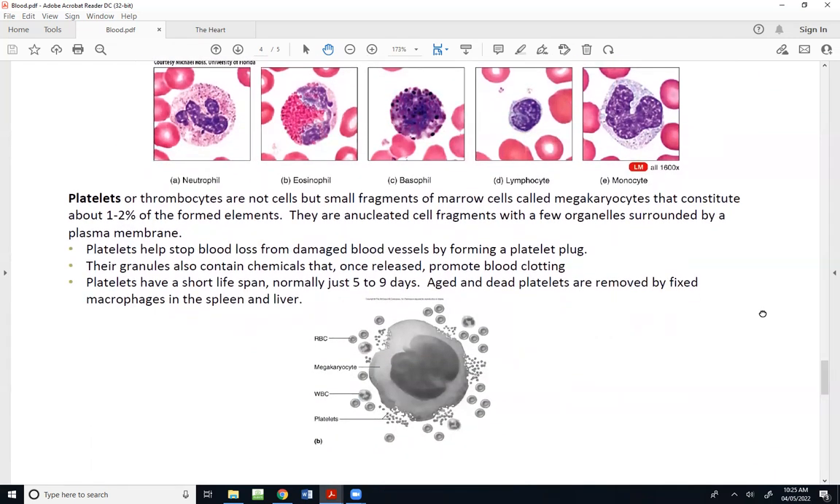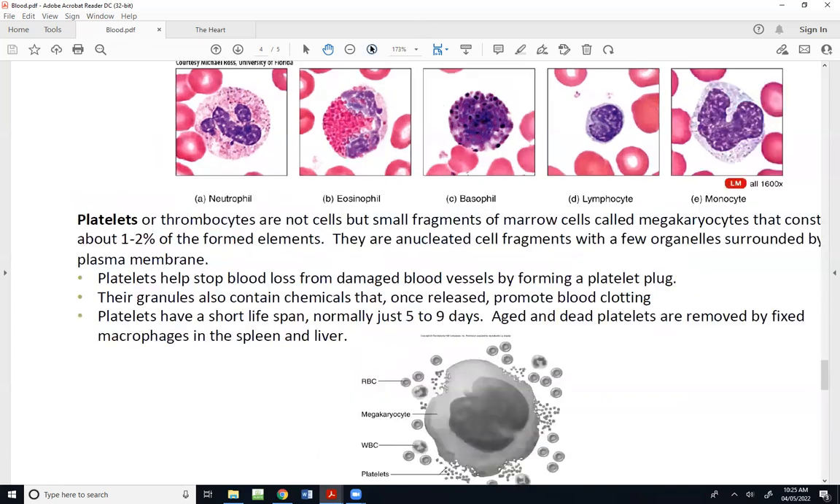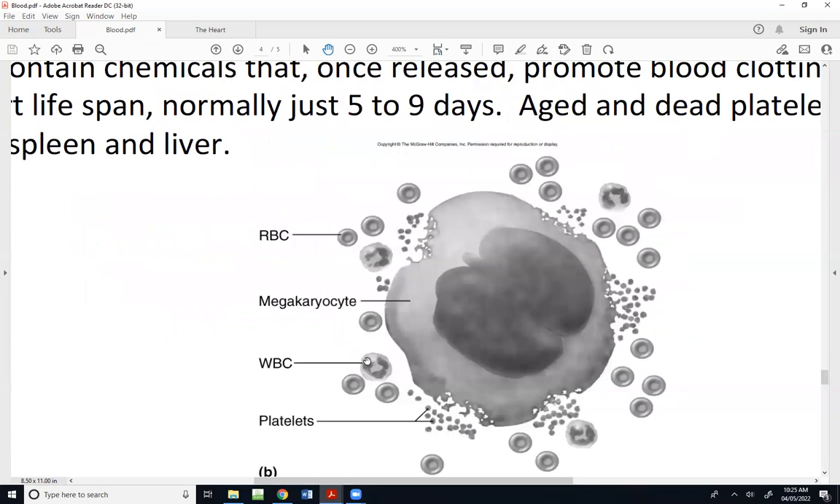And then finally, our last of our formed elements are platelets, which also go by thrombocytes. I mentioned earlier, they're not cells, but they're small fragments of marrow cells, which we see one here called a megakaryocyte. As we can see, if I zoom in, each of these little speckles kind of flaking off of the bigger cell is a platelet.